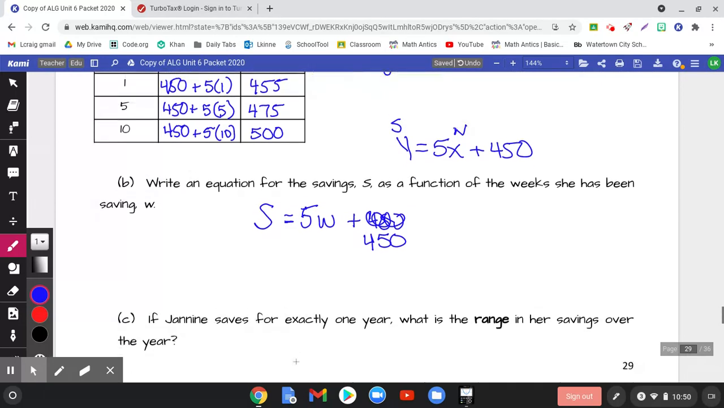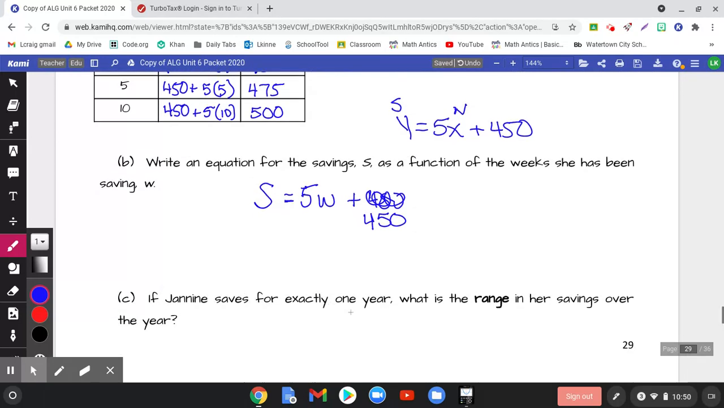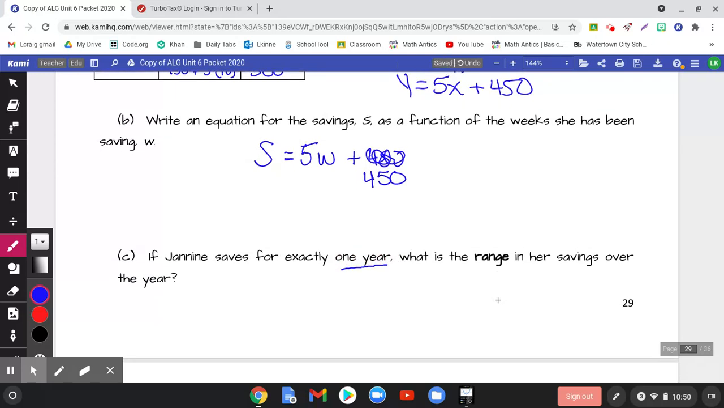If Janine saves for exactly 1 year, what's the range in her savings over the year? There's a few things going on here. First, let's figure out how much she would have after 1 year. Remember, it's being measured in weeks. There's approximately 52 weeks in a year. That's typically what we'll go with.